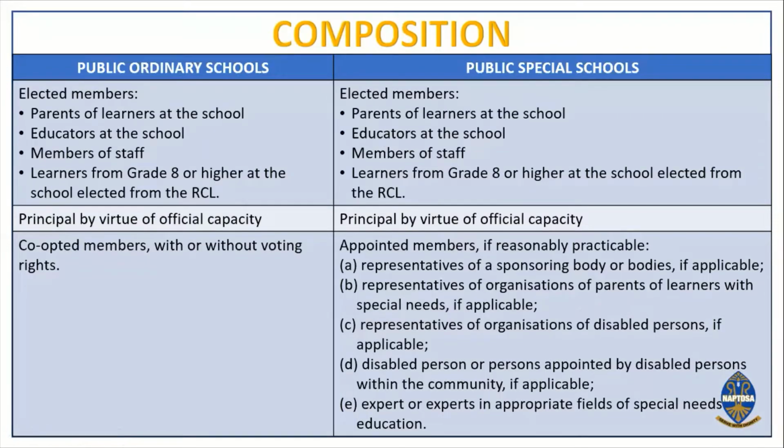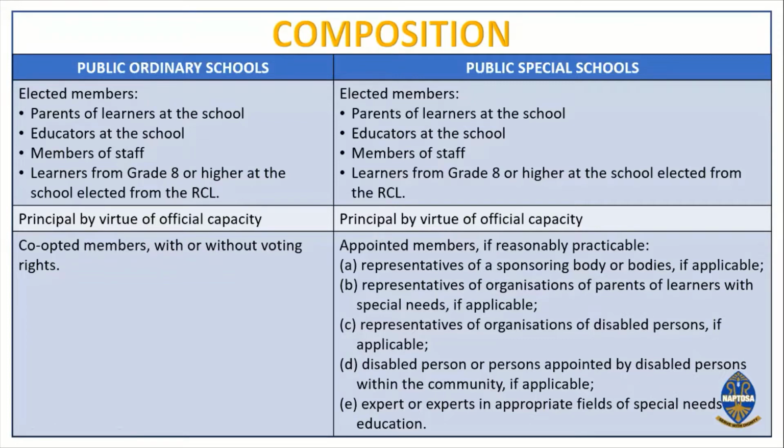Then the elected members, and this is where the voting comes in and the elections come in. I know some schools have already started and ended that process, and many schools are still in the planning of that process. You will have parent members, educators, your members of staff who are your non-educators, as well as your RCL learners from grade 8 or higher. Your principal is there because of the official capacity.